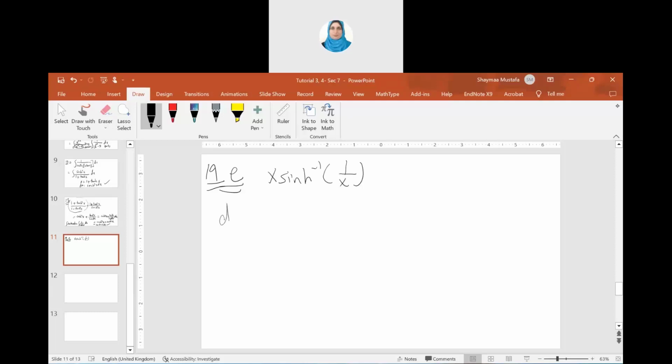You need to find the derivative. So dy over dx is equal to... I have multiplication of two functions. This function is f, this function is g. So apply the derivative rule: f prime g plus g prime f. So f prime, the derivative of x, is 1. So 1 times sine inverse 1 over x, plus x times the derivative of sine inverse. I need to check the formula for the derivative.